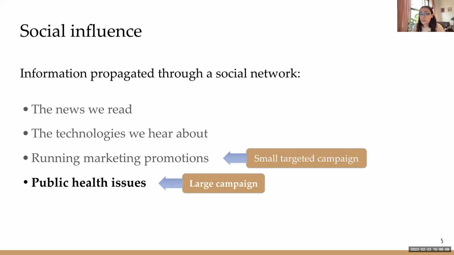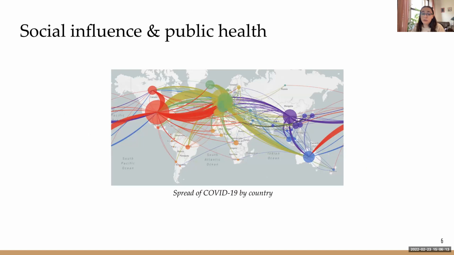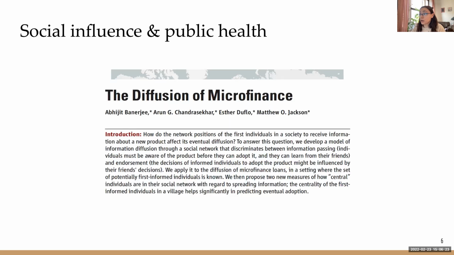There's a lot of work that has been thinking about this in the context of, of course, how do we distribute information about healthcare issues or vaccine information related to COVID-19. There's other work related to thinking about different kinds of opportunities. This is a study that was done on how you diffuse information in local communities about, for example, microfinancing loans and what structures in the networks are important to diffuse information efficiently.